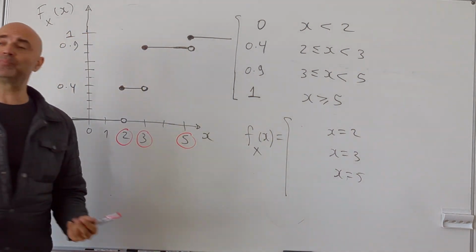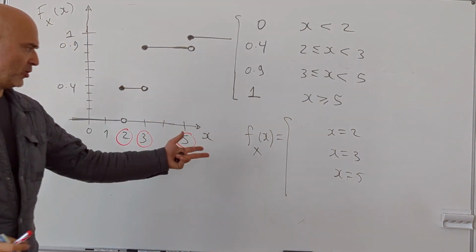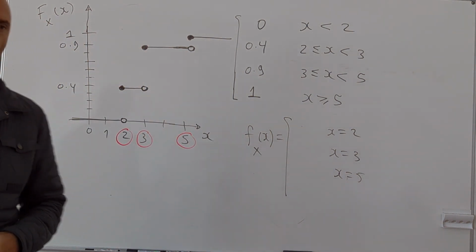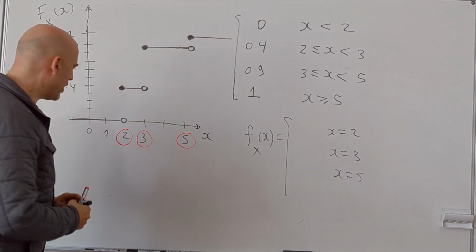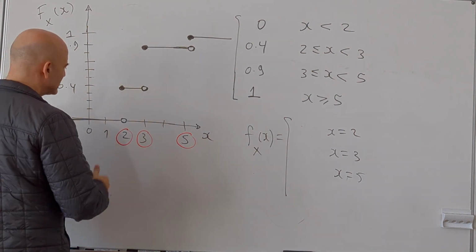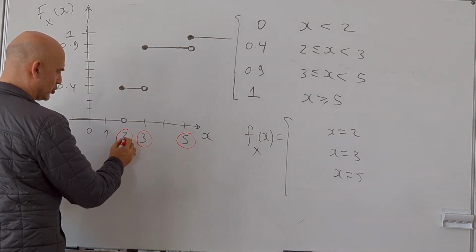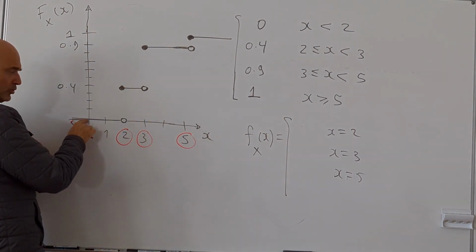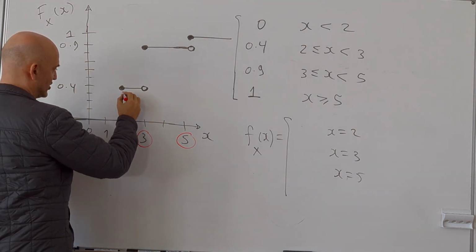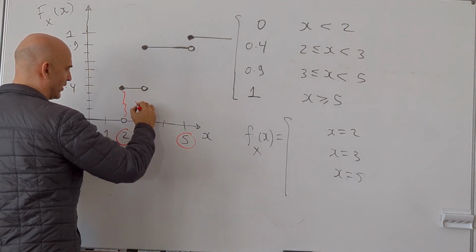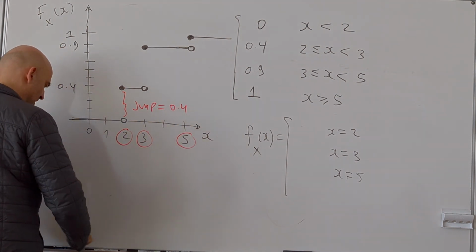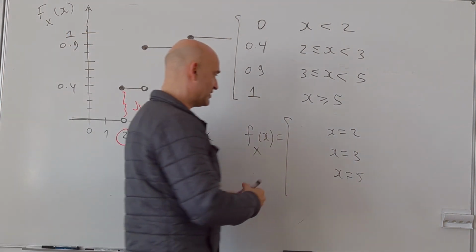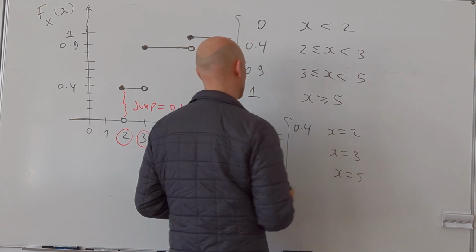And what are the probabilities of those values? The probabilities are equal to the jumps. So, what is the jump? What jump do we have at 2? We jump from 0 to 0.4. So the jump here is equal to 0.4. So, the probability of 2 is 0.4.